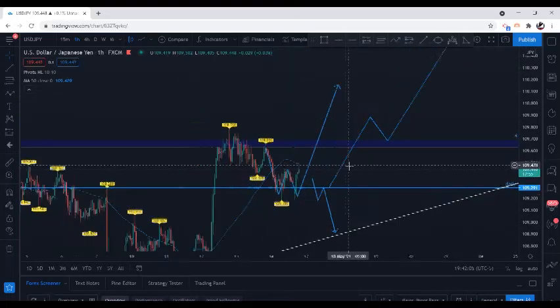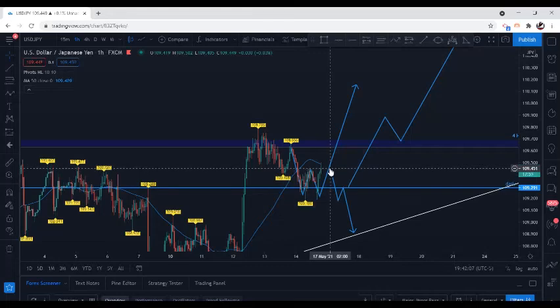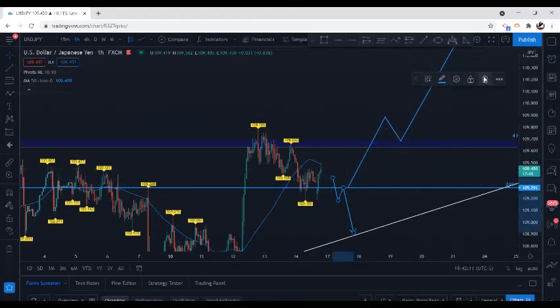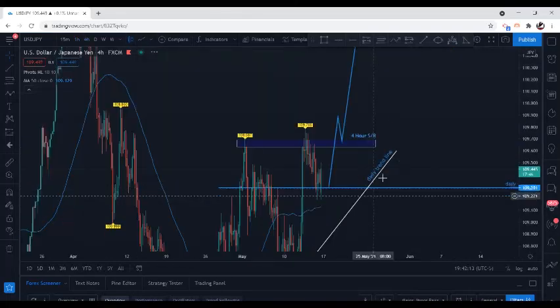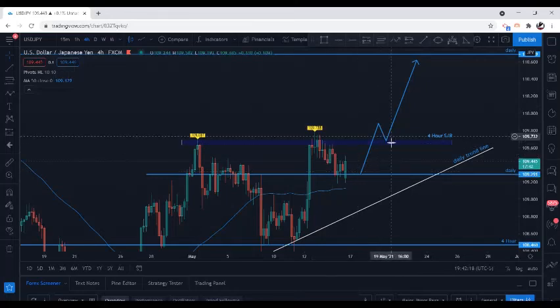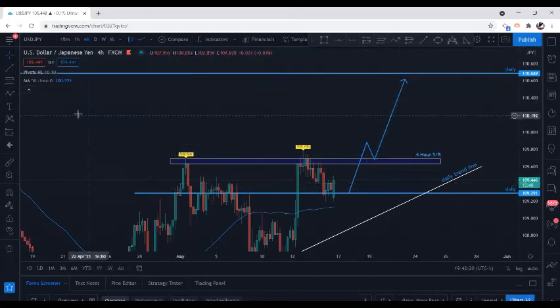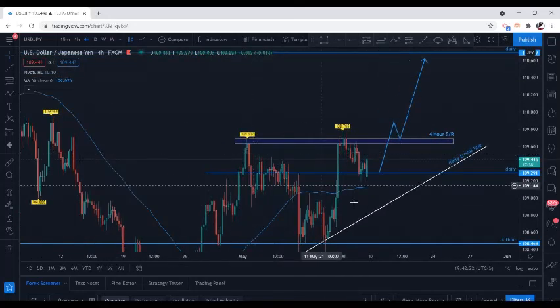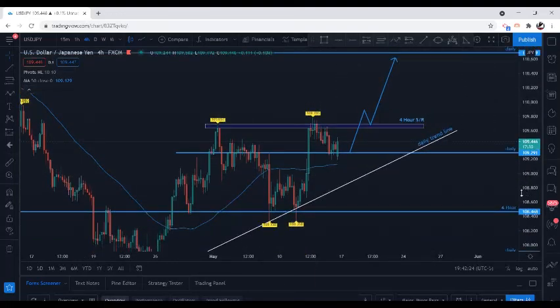But overall, a nice setup that I would be looking for is simply this break and retest of this 4-hour level of resistance right here to go long. So this is basically my analysis for EJ and UJ for this week.